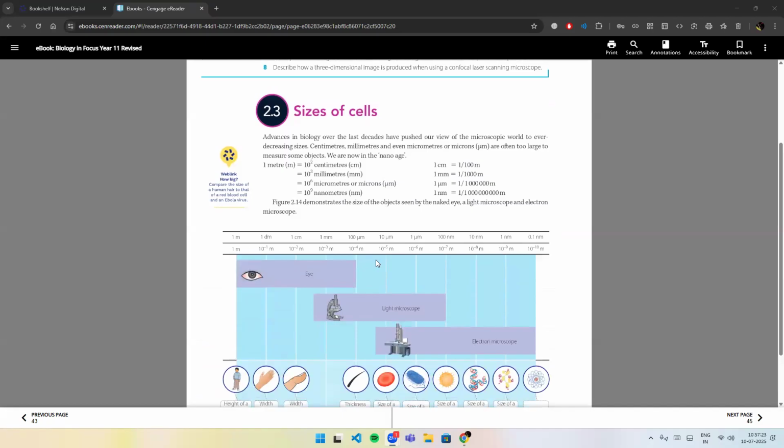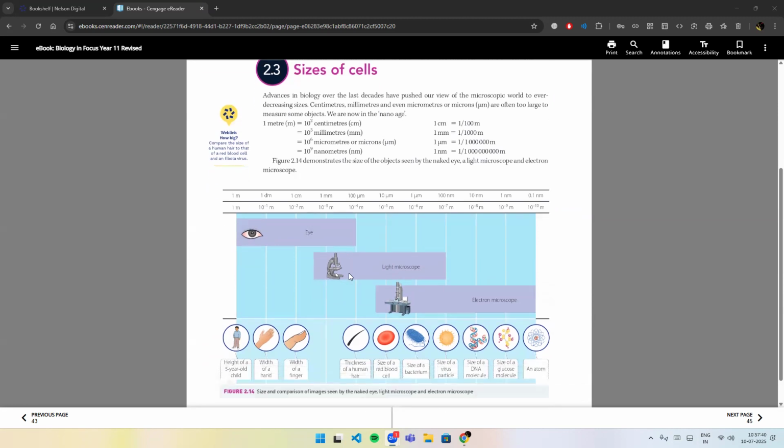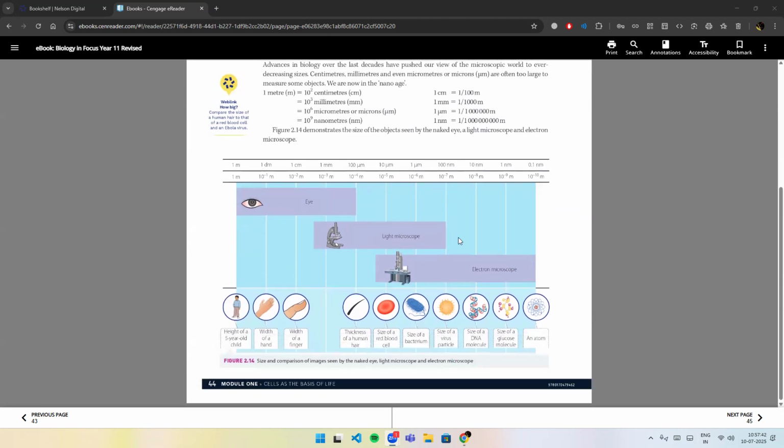Sizes of cells. Advances in biology over the last decades have pushed our view of the microscopic world to ever-decreasing sizes. Centimeters, millimeters, and even micrometers or microns are often too large to measure some objects. We are now in the nano age. Figure 2.14 demonstrates the size of the objects seen by the naked eye, a light microscope, and an electron microscope.